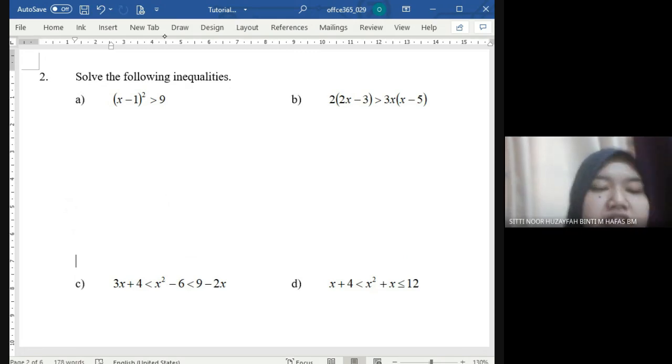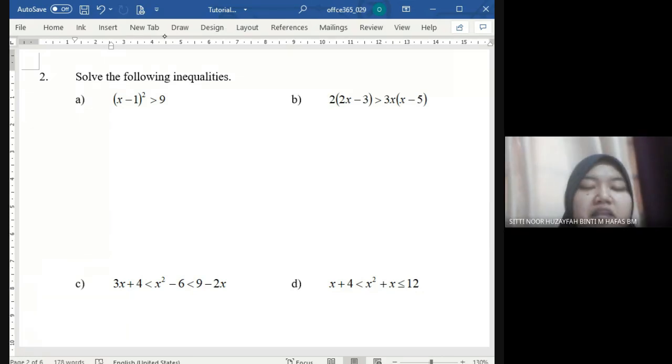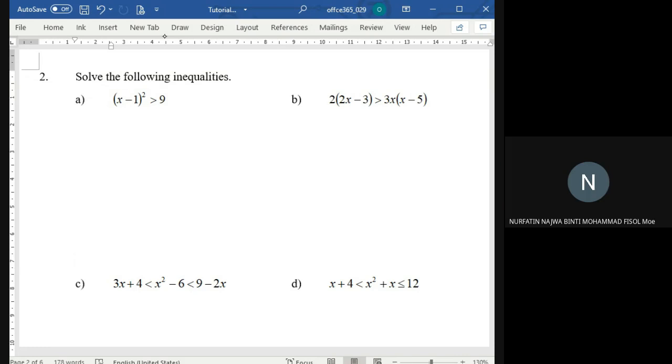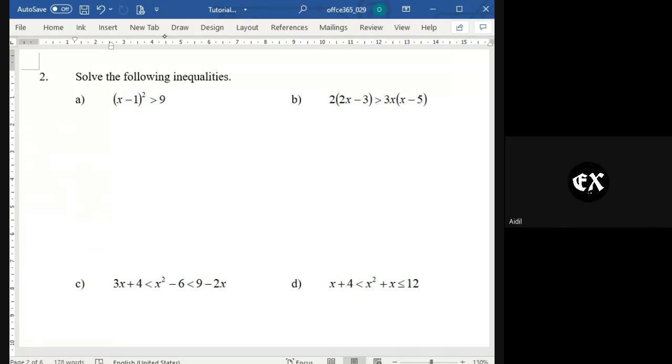Okay, so kita ada (x − 1)² more than 9. So it's a quadratic form. Usually kalau quadratic kita nak selesaikan kita buat apa? Sama macam equation. Kembangkan. Lepas tu quadratic tu mesti dalam bentuk apa? Kuasa 2. Tapi bentuk kuadratik tu kita susun nanti apa yang kena ada? Belah kanan. Kosong. Ya, belah kanan mesti kosong.